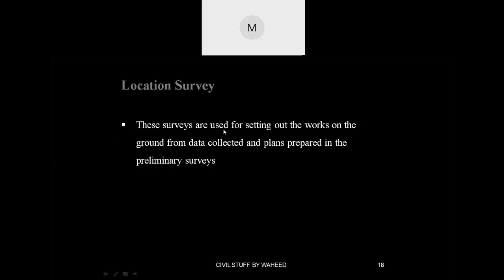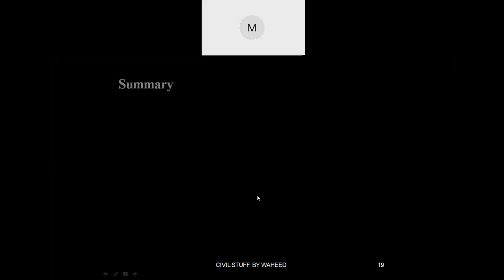These surveys are used for setting out the work on the ground from data collected and plans prepared in the preliminary survey. Before knowing the budget allocation, it is the reconnaissance survey. After acceptance of the project, you go for a preliminary survey and get the exact cost. From there we get exact plans. Later on you go for a location survey. This is all about engineering surveying.